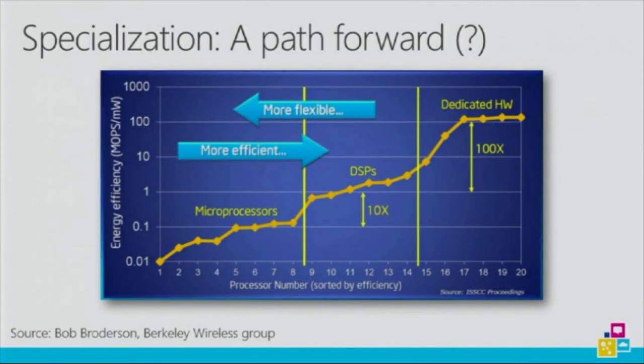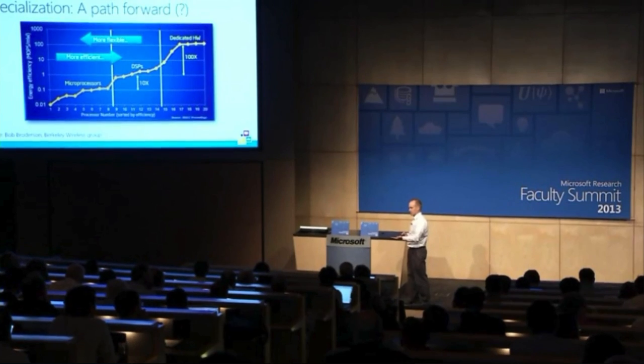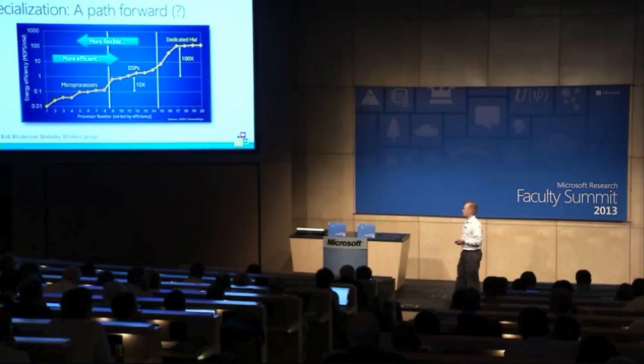Okay, digital signal processors in the middle get between a factor of 10, 50, 100x efficiency. And then dedicated hardware, or ASICs, application-specific integrated circuits that do one function, run between a factor of 100 and 1,000 more efficient than a general-purpose processor. So by specializing the logic in circuits to the function that you want to execute, you can already reap large gains in efficiency over where we are today. And this is no surprise. This is well known in the computer science community.